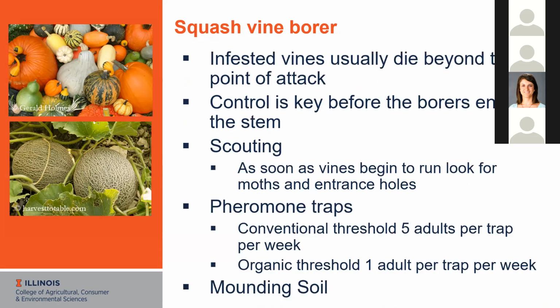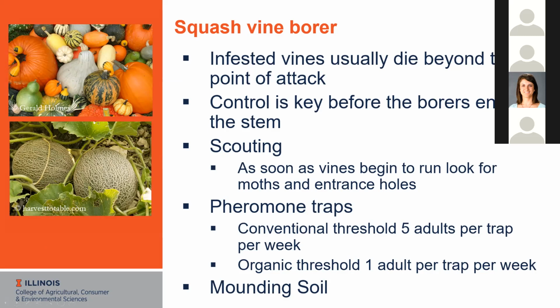So with the squash vine borer, the infested vines usually die beyond the point of attack. In other words, the vine dies past where the caterpillar is living in the vine. And this is a tricky pest because control of squash vine borers is really only achievable before the borers enter the stem. So you want to begin the scouting as soon as the vines begin to run, again, looking for those moths and the entrance holes.